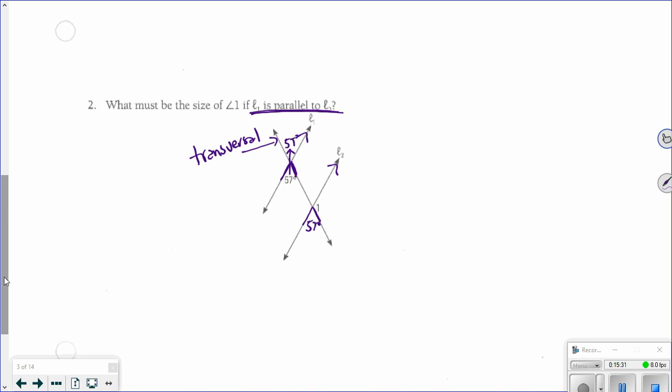With that 57, I can now find angle 1, because this right here is a straight line that adds up to 180 degrees. So angle 1 is going to be 180 degrees minus 57 degrees, which is going to be 123 degrees.